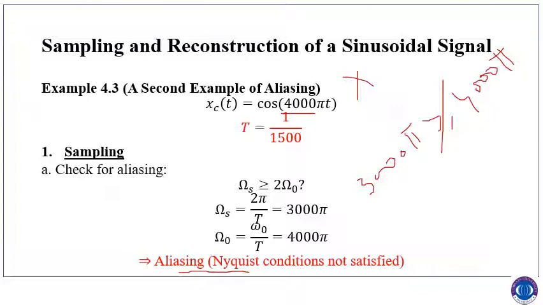So in this slide, our omega s is 2 pi by T. So T is 1 by 1500, so 1500 multiplied by 2 pi will become 3000 pi, whereas omega naught is 4000 pi. So clearly 3000 pi is not greater than 4000 pi. So the condition is not satisfied, and we will not be able to recover this xc of t. Okay, so aliasing will appear.